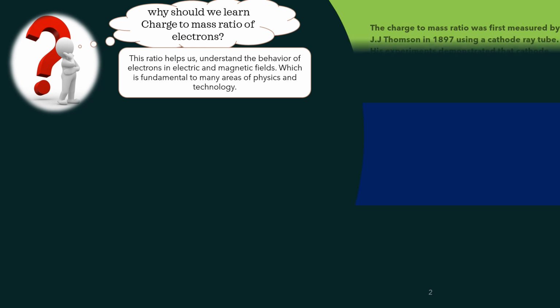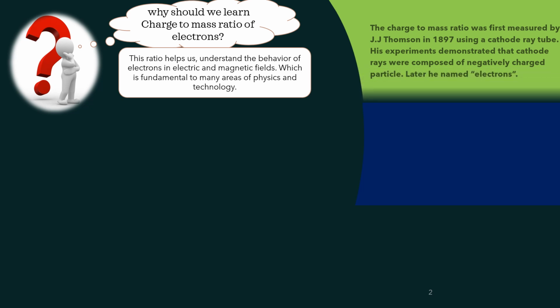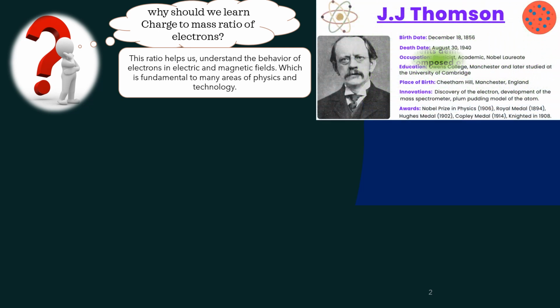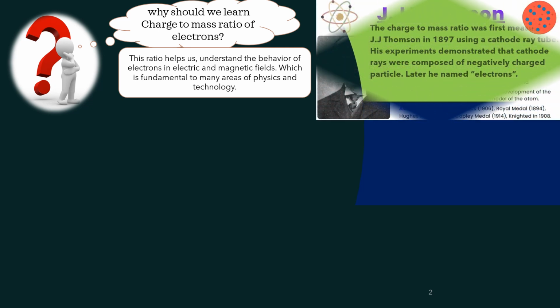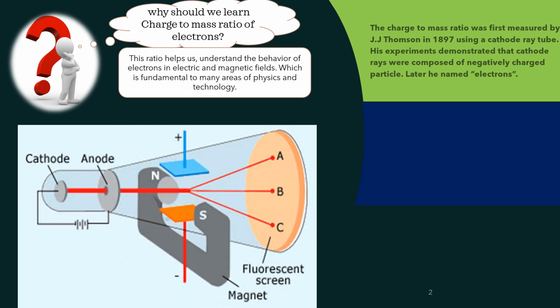The charge to mass ratio was first measured by J.J. Thomson in 1897 using a cathode ray tube. His experiments demonstrated that cathode rays were composed of negatively charged particles. Later, he named them electrons. So, this is the cathode ray tube made of glass.